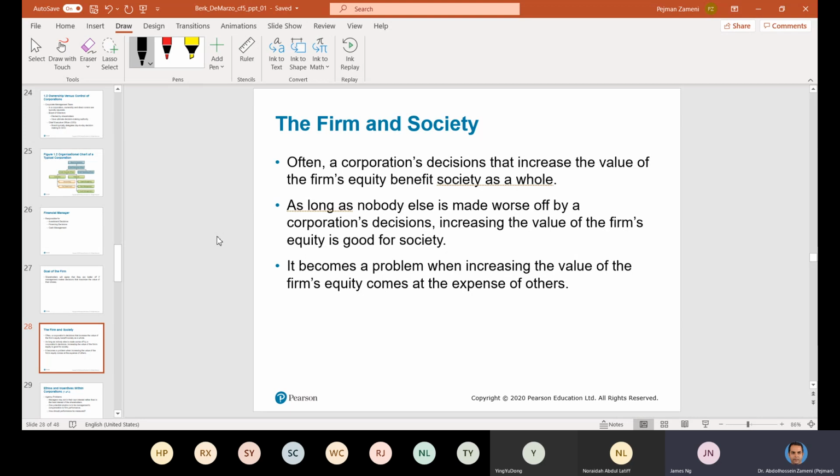Okay, these are one of the things that we need to consider. Corporate social responsibility also comes into the picture in order to maximize the profit or maximize the value of the share. As long as nobody else is made worse off by a corporation's decisions, increasing the value of the firm's equity is good for society. It becomes a problem when increasing the value of the firm's equity comes at the expense of others. This is an important slide, so we need to understand the difference between profit maximization and maximizing the share value.